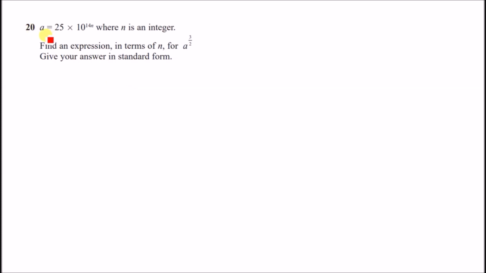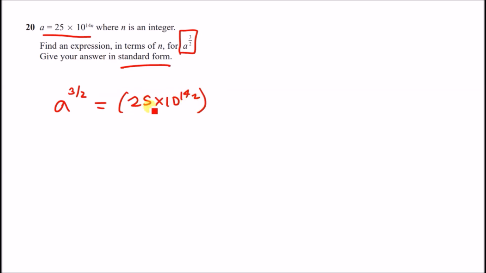It says here that we've got a equals 25 times 10 to the power 14n, where n is an integer. Now, find an expression in terms of n for a to the power 3 over 2. Give your answer in standard form. All you have to do here, to get a to the power 3 over 2, is literally copy this expression, 25 times 10 to the power 14n, wrap it in a bracket, and put a power of 3 over 2, because that's what they want.